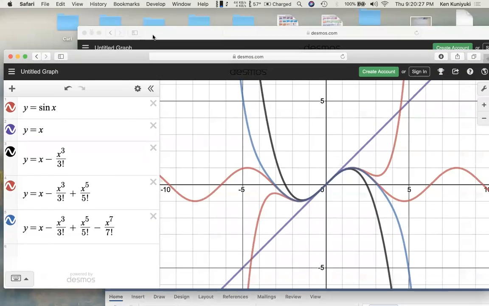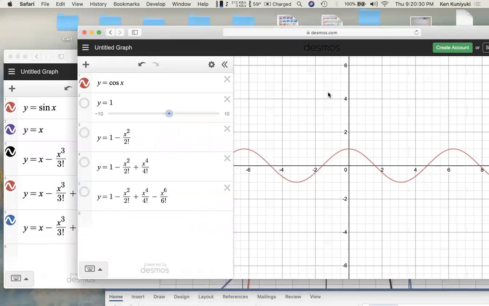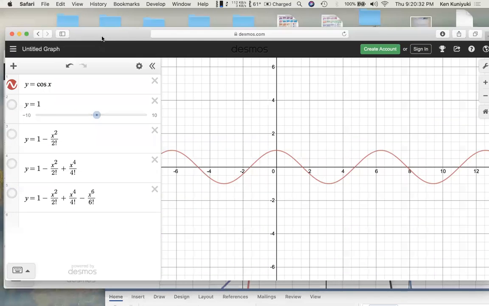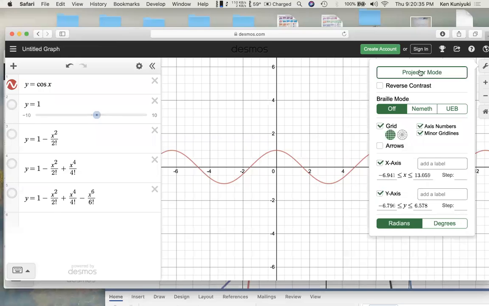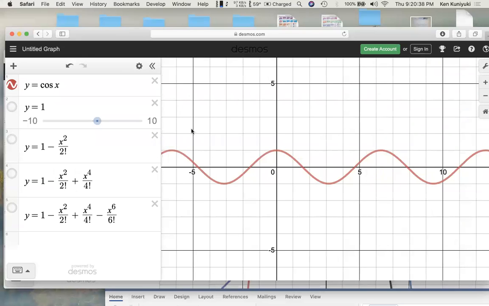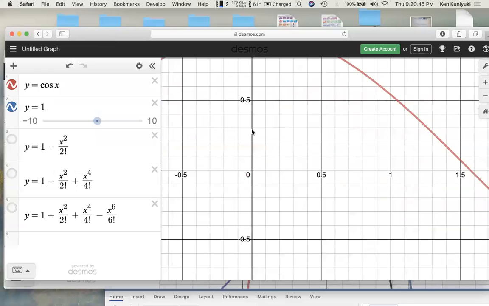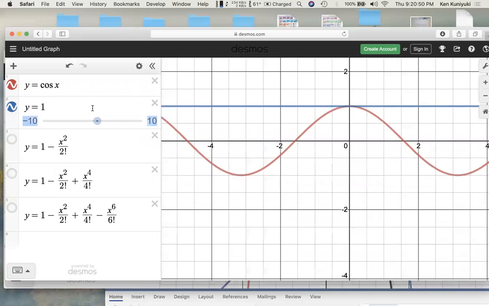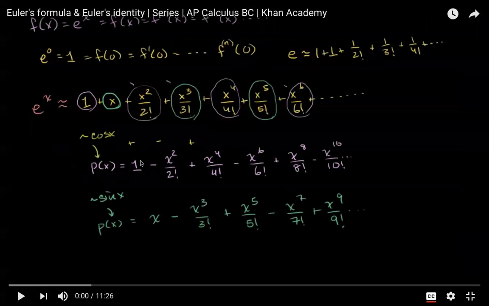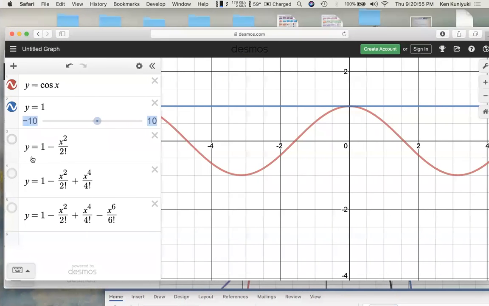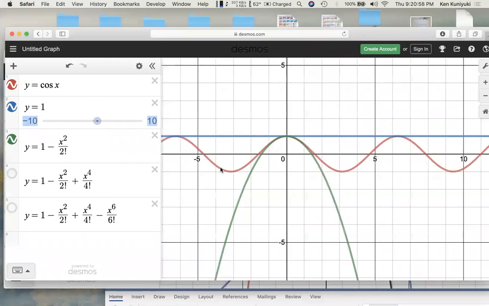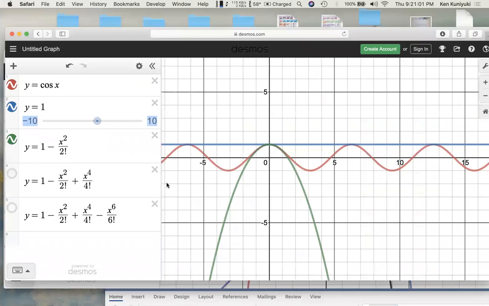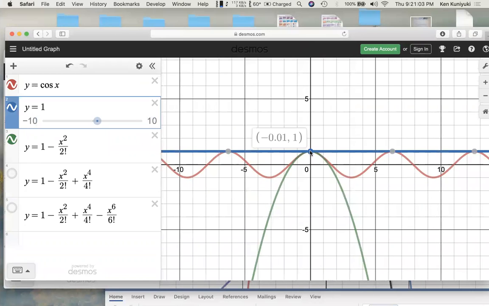Same for cosine. At 0, 1, this point here, the tangent line is flat. If we zoom in, the cosine curve looks really flat up there, right? So the tangent line's flat up there. How about if we take the first two terms of the series? We're getting that parabola. It's a nice fit. Best quadratic approximation near this y-intercept.